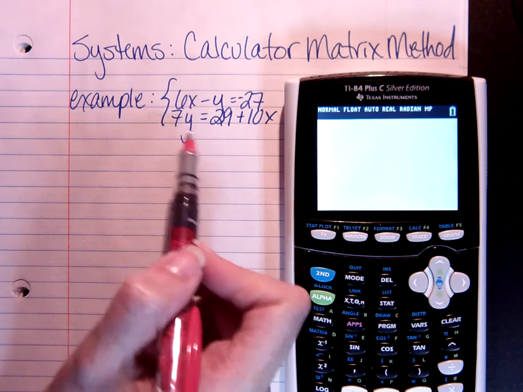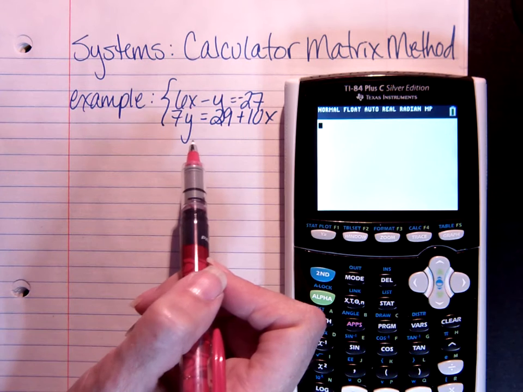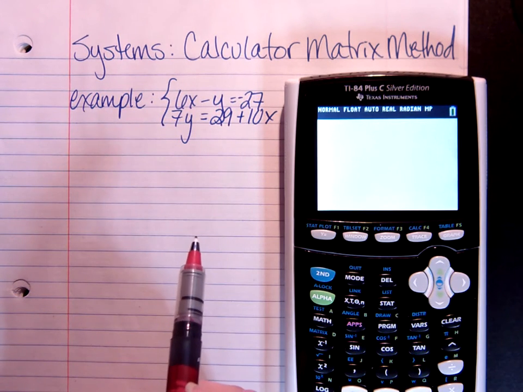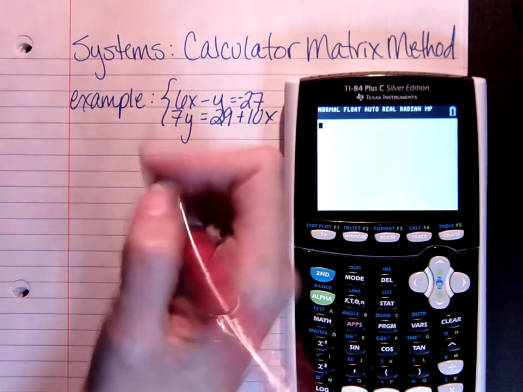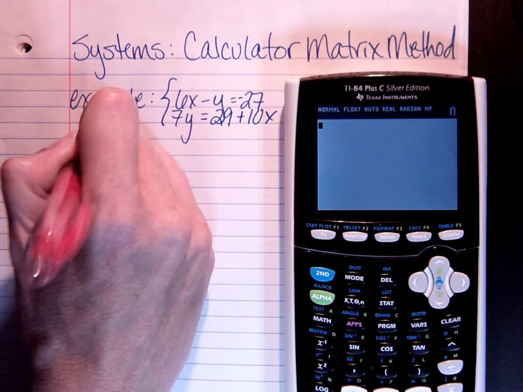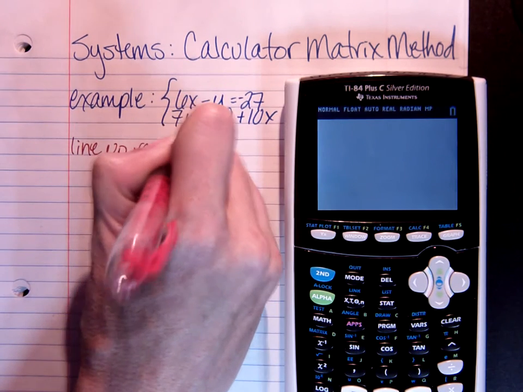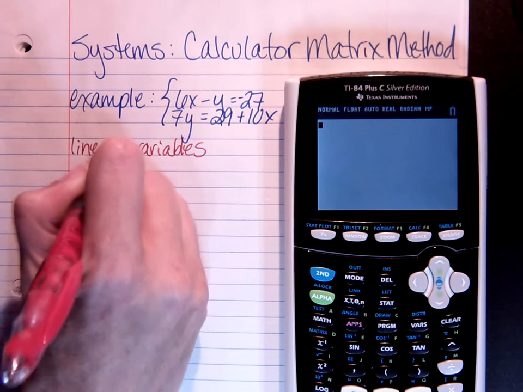Just like elimination, I still need to pay attention to getting them set up correctly. From there, it's a matter of calculator steps and then being able to interpret what you see when you get your result. So first things first, we need to line up variables just like elimination.